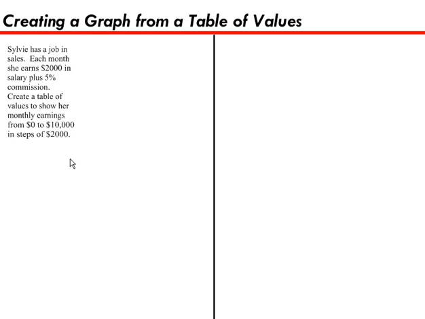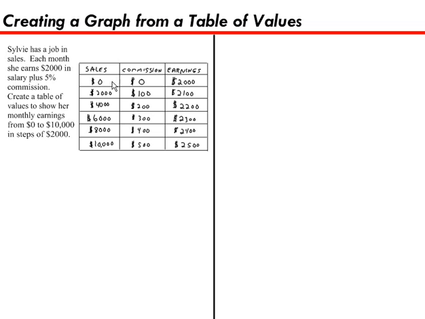And in the last clip, we answered this problem and we created a table of values that looks something like this. We set up a column for sales and it went in steps of $2,000 from $0 to $10,000. We also calculated the bonus money that she made on those sales, called commission. And finally, we figured out her monthly earnings. This is what went on her paycheck.